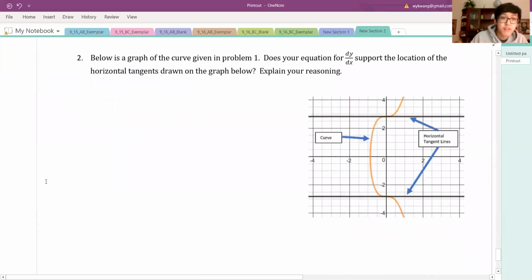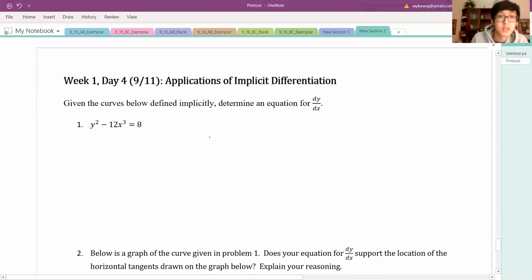Now this problem, the final problem, we're also defining implicitly, so we have to do implicit differentiation for this. Let's see, I can show this really quickly. Let's say it's y cubed minus 8x squared equals 9. Okay, so I'm going to differentiate this with respect to x, d over dx.